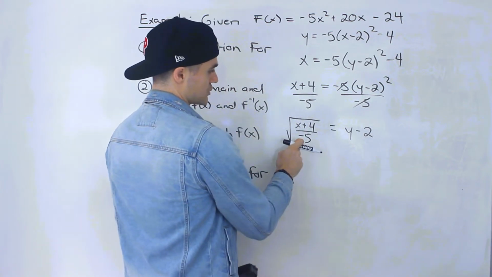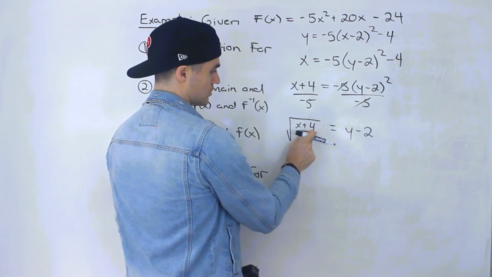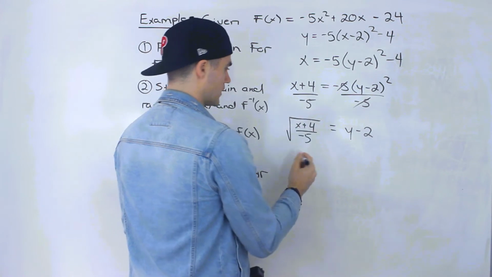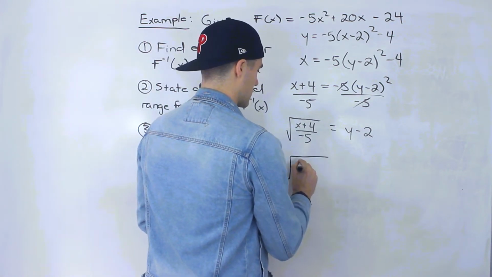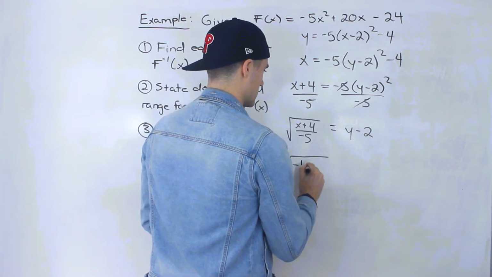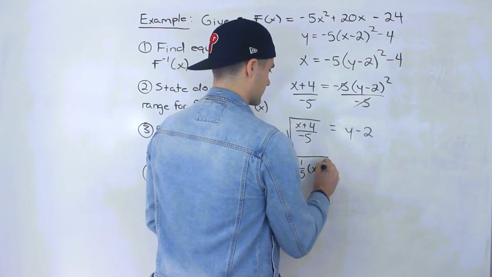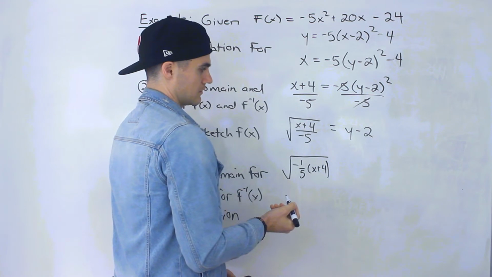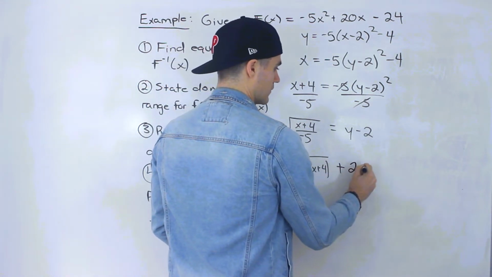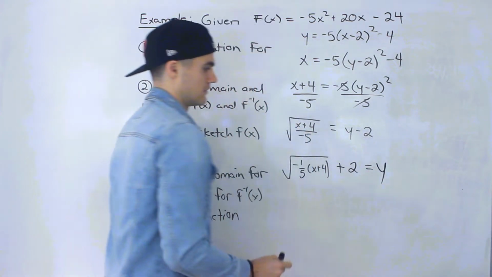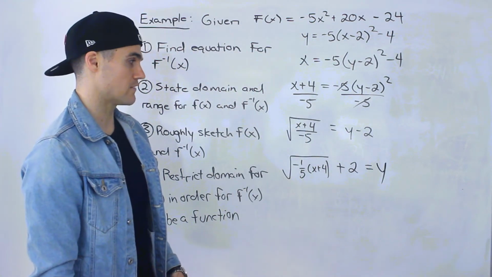And actually, if you want to make this look nicer, you could put this -5 as a 1 over -5. So you could even make it look like this, a little nicer. And then this -2 you could bring over, becomes +2. And that's how you isolate for the y value.